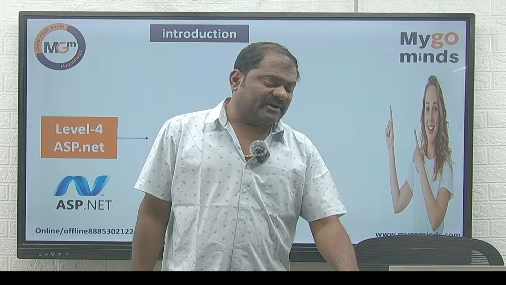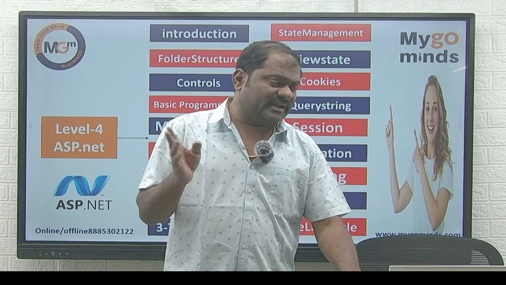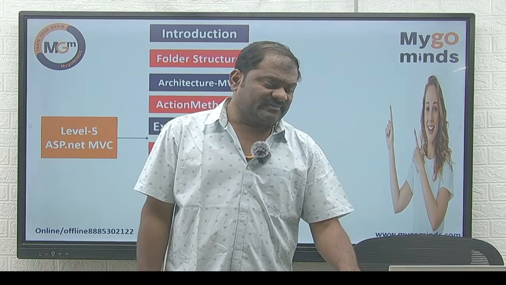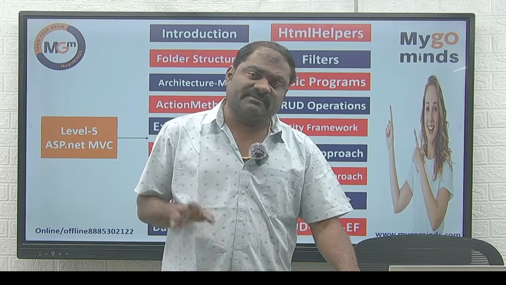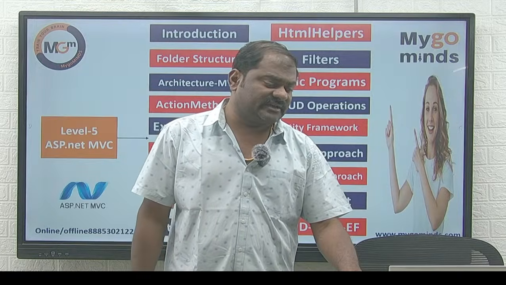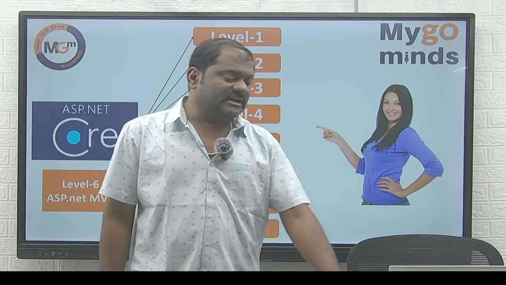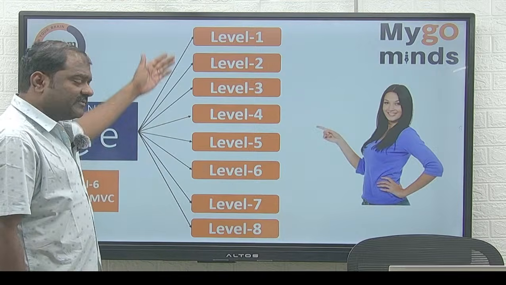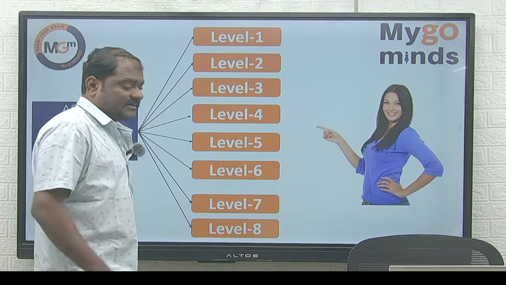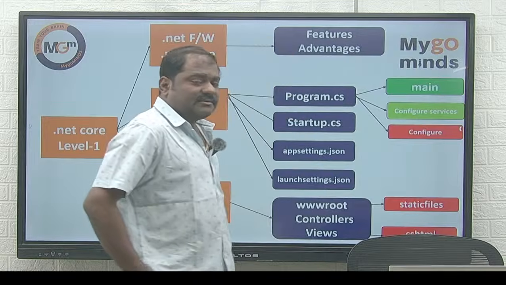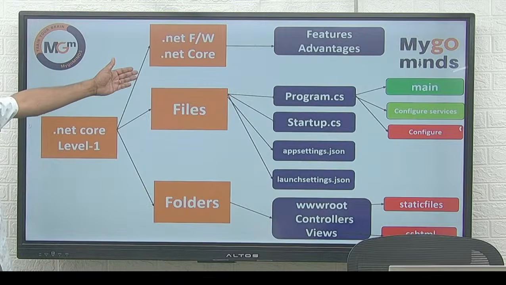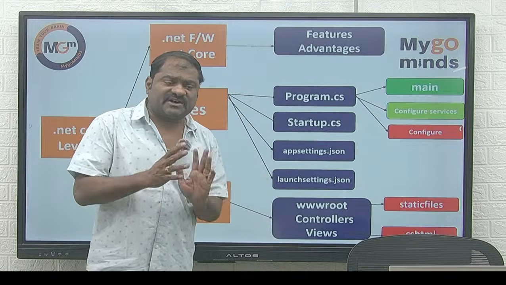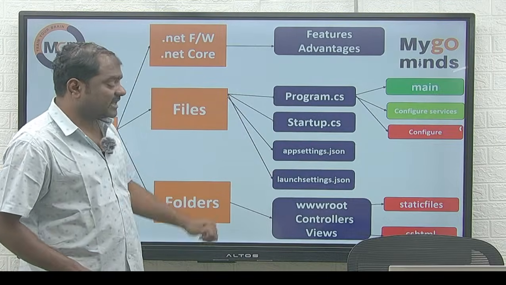And then ASP.NET, anyway it is outdated. Very few jobs are there. If you want, we'll give the recorded videos for that. ASP.NET MVC we'll also explain, because if you learn .NET Core, you can easily be comfortable with MVC also. Now the actual hero came into the picture, that is .NET Core. We divide .NET Core into 8 levels, level 1 to level 8. In level 1, you must have knowledge of the architecture of .NET Core, the folder structure of .NET Core, what files are available, Program.cs, the different files and folders that we'll try to learn here.